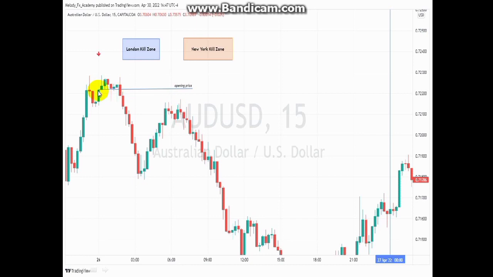So in other words, our high probability setup for bearish days will be to look for sell setups above the opening price on the 12 a.m. New York midnight. So this arrow is actually pointing to this candle, which is the New York midnight. So you draw that out in time. This is our opening price.